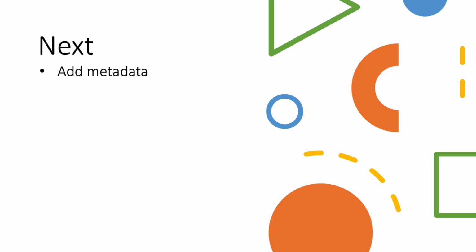That's the tutorial for calling external APIs in a rule. In the next video, we are going to talk about adding metadata in a rule.